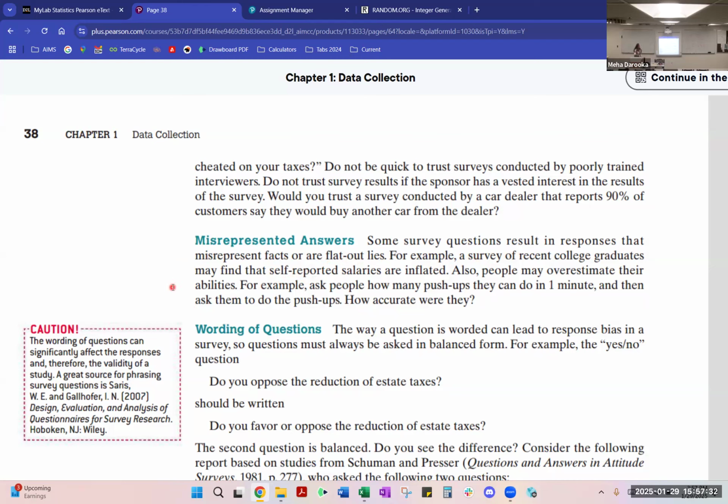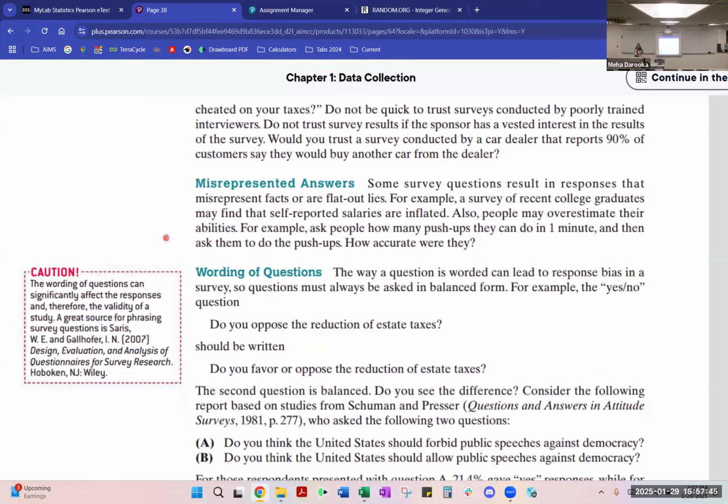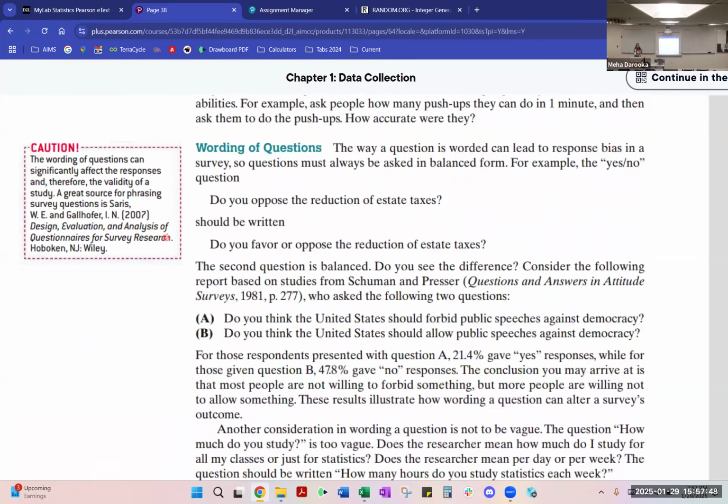Also, people may overestimate their abilities, and that's what I was talking about. Ask people how many push-ups they can do in one minute, and you may not get an accurate answer from that.